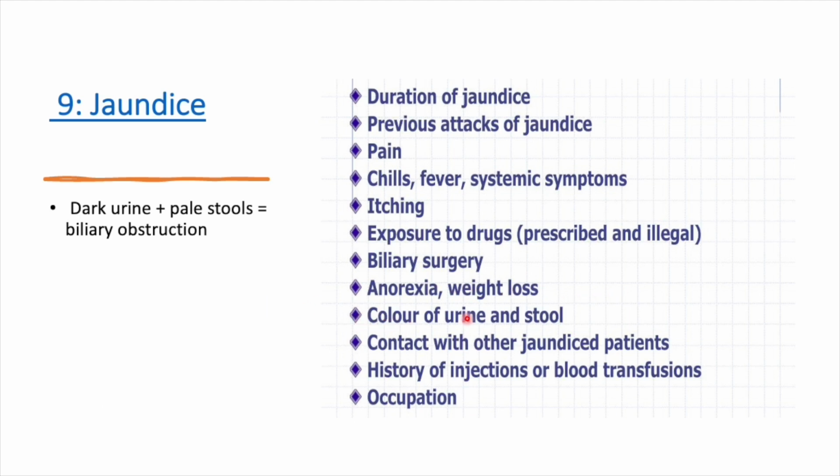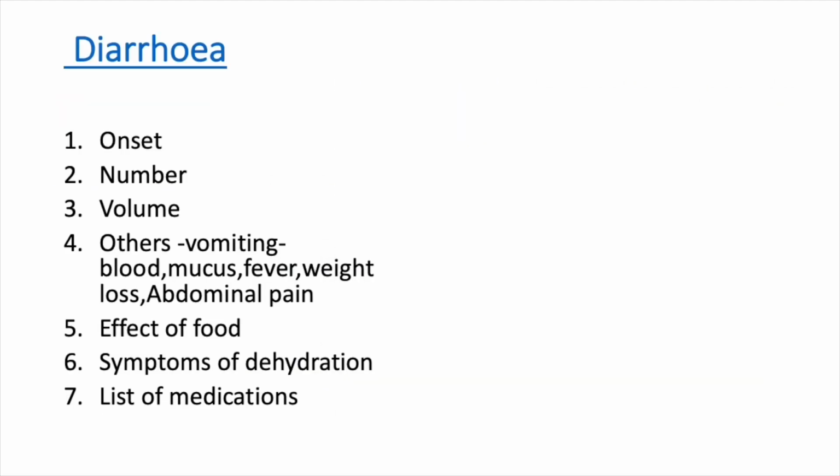As already mentioned, color of urine and stool, contact with jaundice patients or anybody else in the family having jaundice, history of injections, blood transfusion, tattooing, and what is the occupation and any occupational hazards. So jaundice is an important topic and we'll discuss it in detail at some time. Divided into pre-hepatic, hepatic and post-hepatic, and what are the questions to be asked we can discuss in a later session. Another important symptom is diarrhea.